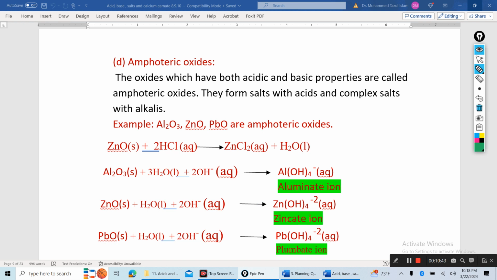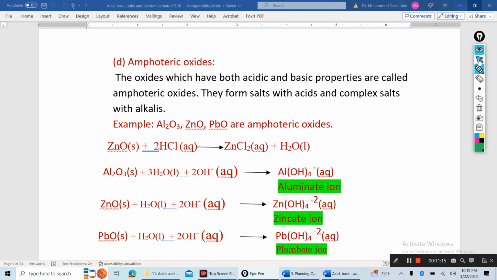So here aluminum oxide, zinc oxide, lead 2 oxide react with alkali. So they react as acid because they react with alkali. When amphoteric oxide reacts with acid, it works as alkali. That means amphoteric oxide has both properties. Amphoteric oxide has acidic properties and basic properties. So these are the 4 types of oxide.